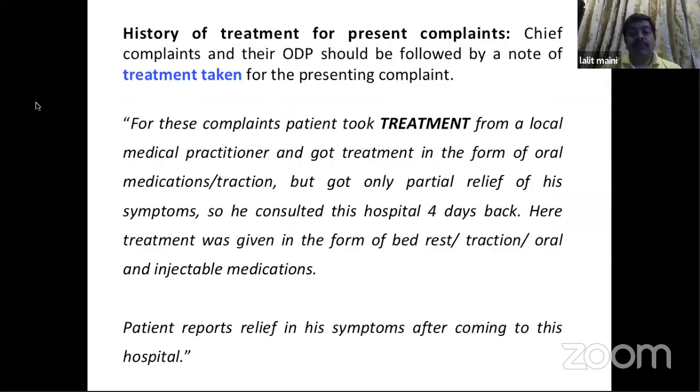And with each symptom, invariably the patient has taken some treatment. So you need to end each symptom's detailed description with what treatment he has taken. One example I've written down here is that for these complaints, the patient took treatment from a local medical practitioner, got oral medications and tractions, but got only partial relief of his symptoms, so he consulted this hospital 4 days back. So you need to summarize some amount of treatment given with the presenting complaints. Remember, the presenting complaints with a hip case are not going to be many.